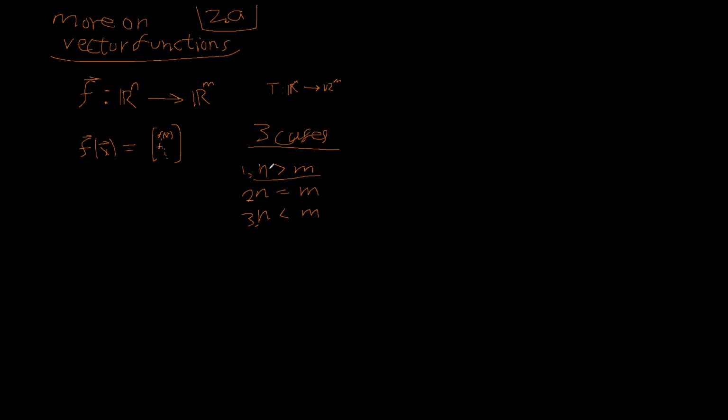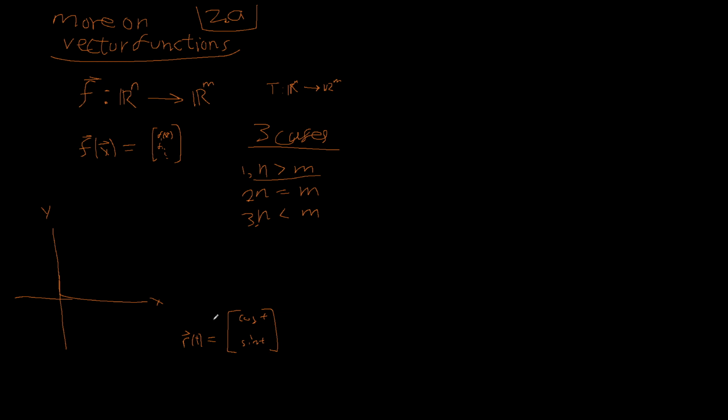So n is greater than m. What does this tell us? Well, this is simply a parameterization of something in a higher dimensional space. So we're going to think in R2. Here's an X, here's a Y. And we're going to think about this function, r of t, which is equal to cosine t, sine t. What does this look like?